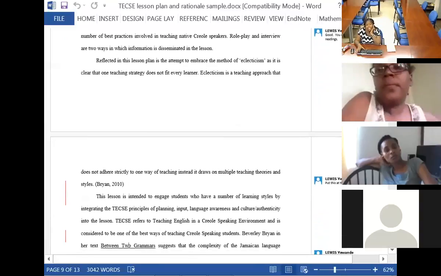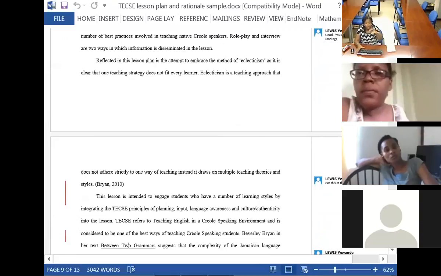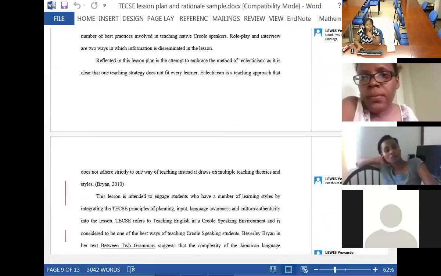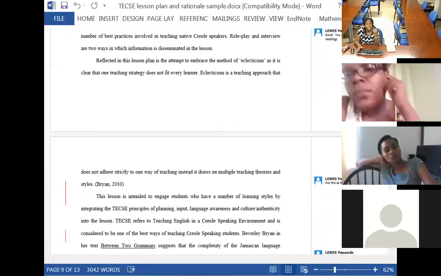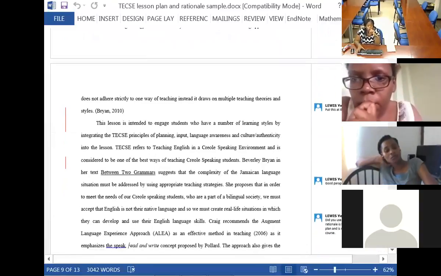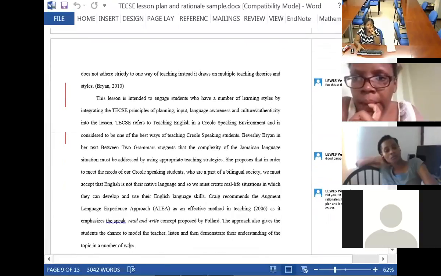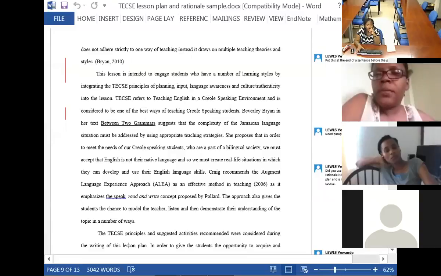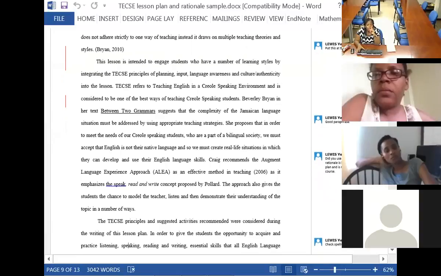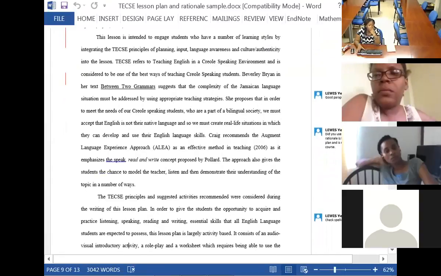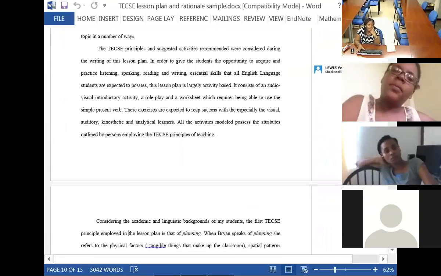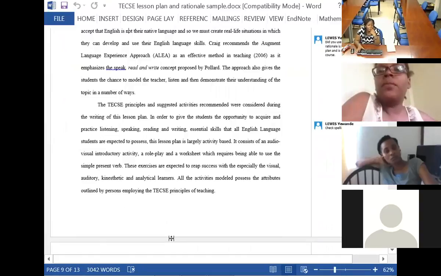This lesson plan is intended to engage students who have a number of learning styles by integrating the textbook principles of planning, input, language awareness, and culture authenticity into the lesson. And then the person explains what text refers to. In APA citation, I'm really supposed to put the book there between two grammars. She cites Craig. Craig recommends the augmented language experience approach, and it is at the end of the article that I gave you. We looked at his tips for language awareness in class the week before last.